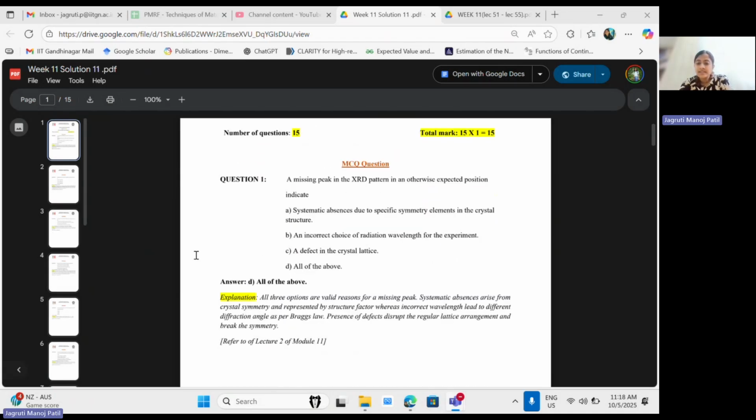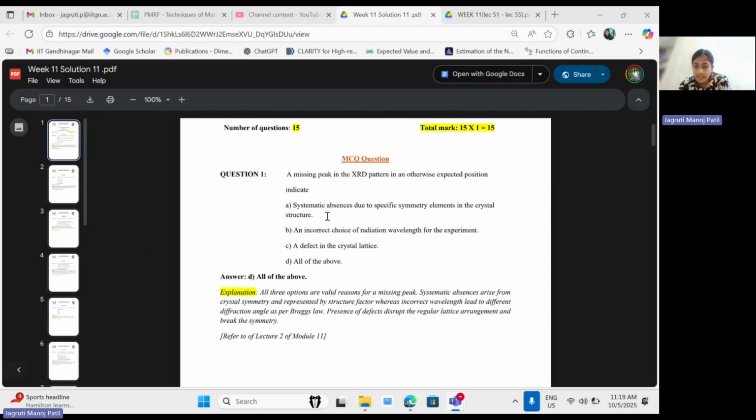So a missing peak in the XRD pattern in an otherwise expected position will indicate what? Its systematic absence is due to a specific symmetry, an incorrect choice of radiation wavelength for the given experiment, or a defect in the lattice, or all of the above. So we know if anything's absent, that also affects the pattern. If you're not exciting it with the specific wavelength that the element is supposed to get excited into, that also affects it, and the defect in the crystal lattice also affects it. So these effects will all break your symmetry, and hence all of the above.